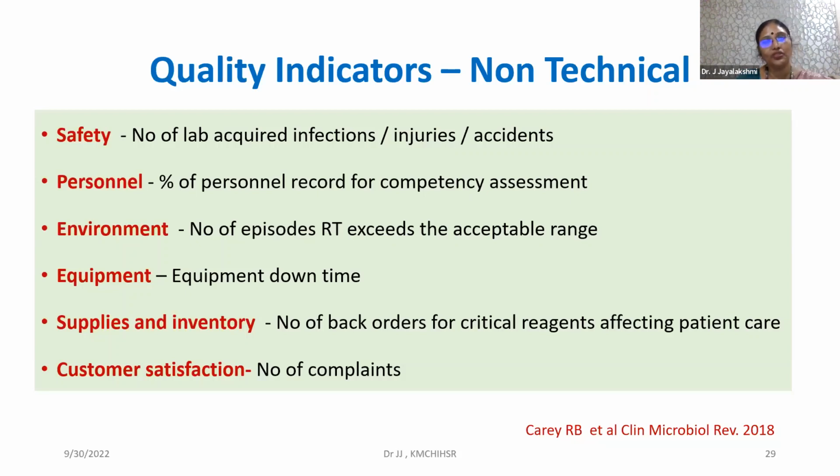Equipment downtime: what percentage of your equipment had issues, and how many days was your equipment down in your entire working period? Supplies and inventory: number of back orders for critical reagents affecting patient care. How many times have you had to place back orders for those critical reagents? That's another thing. Customer satisfaction, of course, with your client, which is your patient. You ask the patient about the phlebotomy, the waiting time, the experience of testing, the report being on time, and so on. You ask them to give you feedback, and then you capture it.